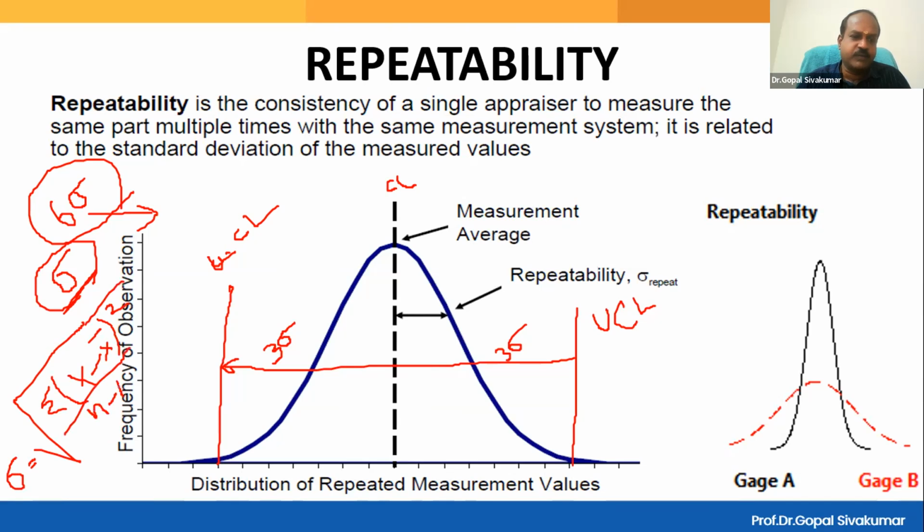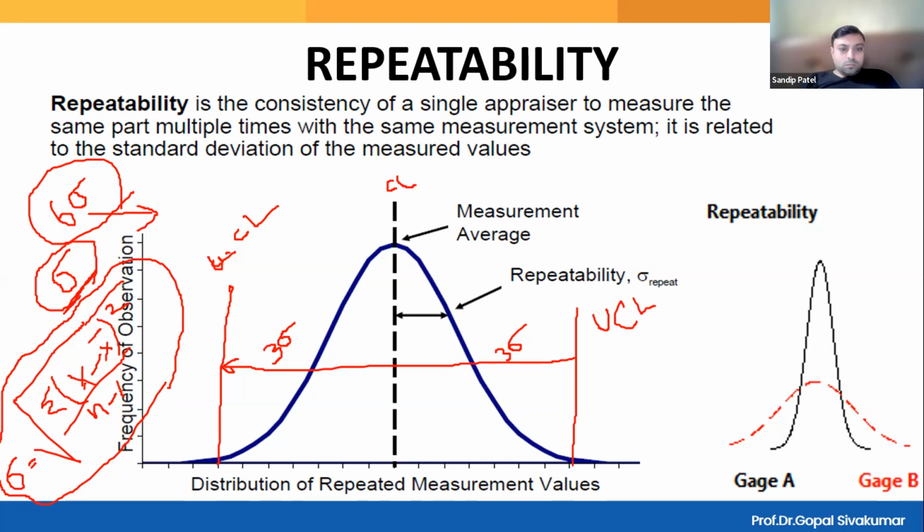Can you see the formula here, all of you? Yes. Sigma equals the square root of the summation of (x minus x bar) the whole square, divided by n minus 1. What is x bar here? Sample average. And what is n? Number of samples or number of readings. Then what is x? Individual reading. So once you have the individual readings, you can calculate sigma, right?